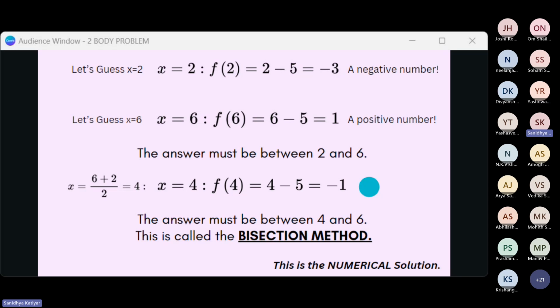It's pretty accurate. That's how we literally solve these equations.